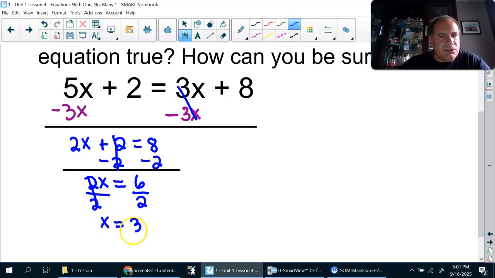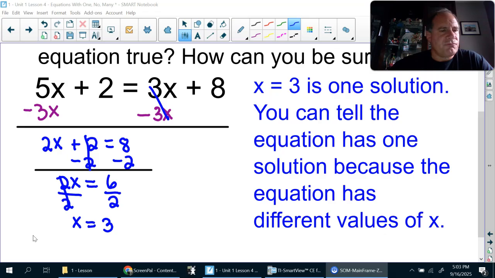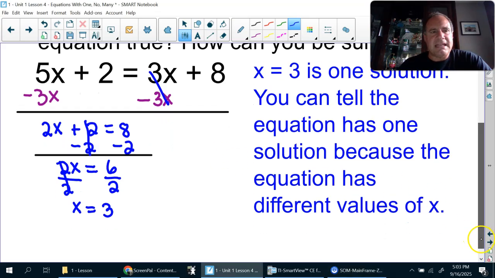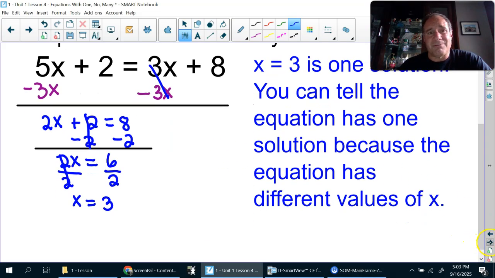That is one solution. And I just wrote down x equals 3 is one solution. You can tell the equation has one solution right off the bat without solving it, because the coefficients in front of the x's, the variables, are different. If they are different, that means when you go ahead and subtract and get them together on one side, you're going to have one solution. Just like right here, when you're taking a look, minus 3x, that is 2x plus 2 equals 8.